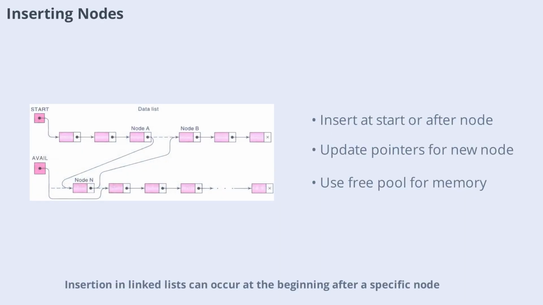Insertion in linked lists can occur at the beginning, after a specific node, or into a sorted list. When inserting, you adjust the pointer so the new node fits seamlessly into the list. If inserting at the start, the new node points to the former first node and start is updated. For sorted lists, you first find the correct position, then insert. Memory for the new node is taken from the free pool, ensuring efficient use of resources.